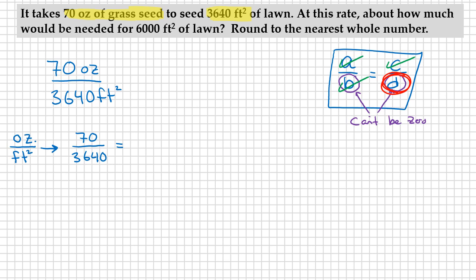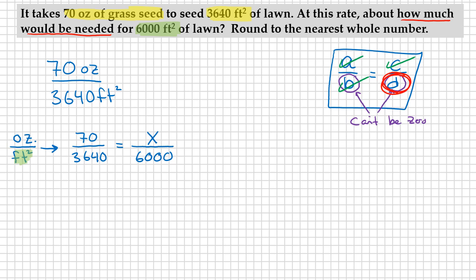The other half of that equation: at this rate, how much will be needed for 6,000 square feet? That's the second fraction, and square feet goes on the bottom, so 6,000 square feet. And the unknown here, I'll use the letter X as a temporary placeholder. It's the number of ounces. That's the question: at this rate, how much would be needed? We're talking about grass seed, so how many ounces of grass seed. So there's our proportional equation.